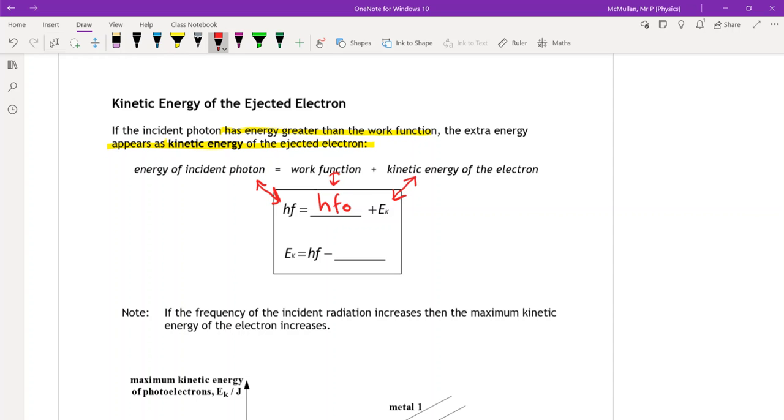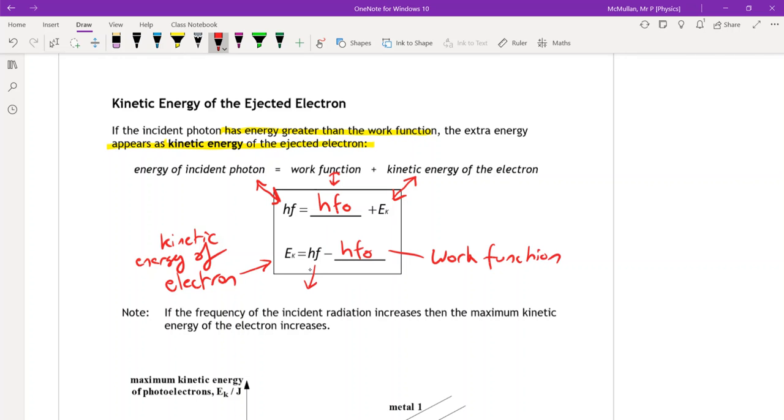If you wanted to work out the kinetic energy of the electron as it leaves the metal, all you need to do is work out what the photon arrived with and how much is left over. The value for what is left over is the kinetic energy. And if you want to, you can label this, you don't have to. Kinetic energy of the electron, work function, photon energy.